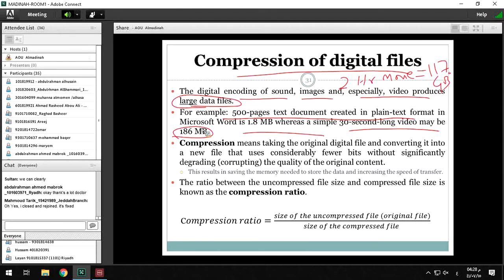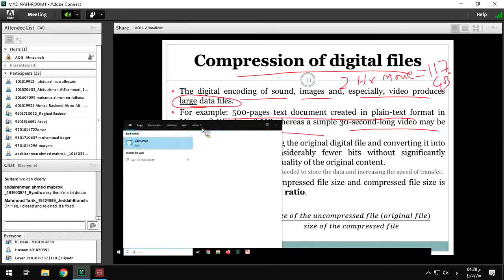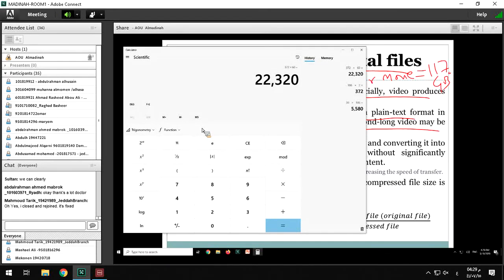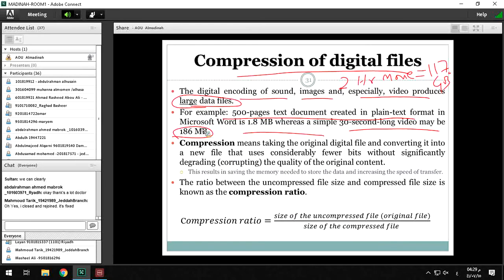If you think of 30 seconds at 186 megabytes, for 1 minute, how much will it be? Multiplying 186 by 2, 60 seconds will be 372 megabytes. So for 60 minutes, in 1 hour, it will be about 22,000 megabytes, which is about 22 gigabytes. So it takes a very huge space in the memory.